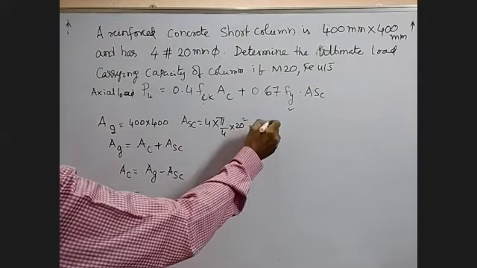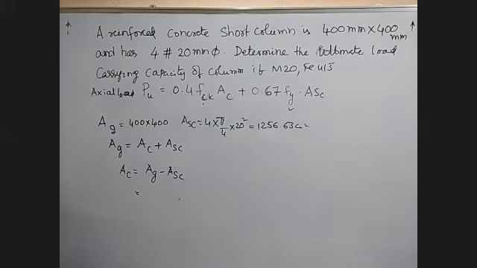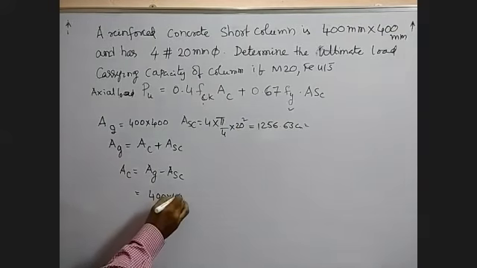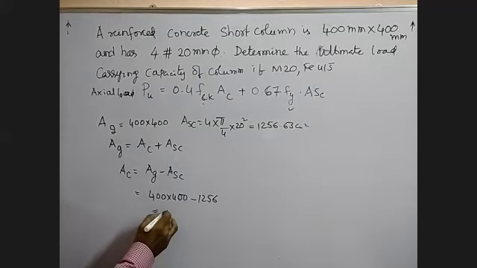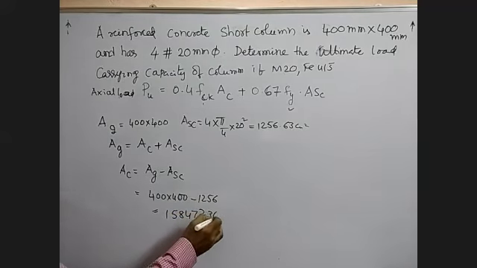You will get 1256.63 mm square. Now you know the gross area, 400 into 400 minus 1256. You will get the area of concrete 158473. Now you know all the values here. Substitute in the equation.